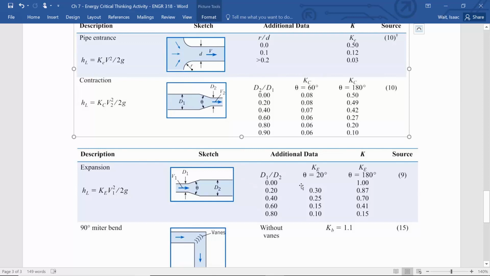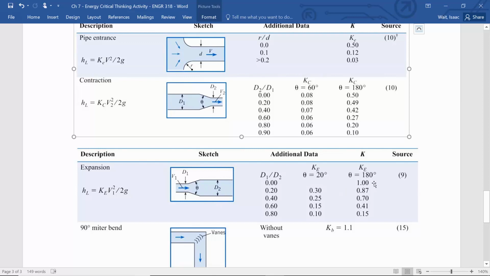If the ratio of the two diameters is close to 1, that means there isn't much of a change. They're also taking into account whether it's an abrupt transition. If the angle is 180 degrees, the two pipes are coming together like this. So a 180 degree transition is like that, whereas there would be less energy loss if we make it a gradual transition. The angle they're referring to is related to the taper between the two diameters.